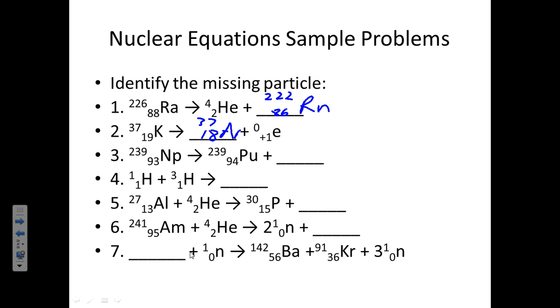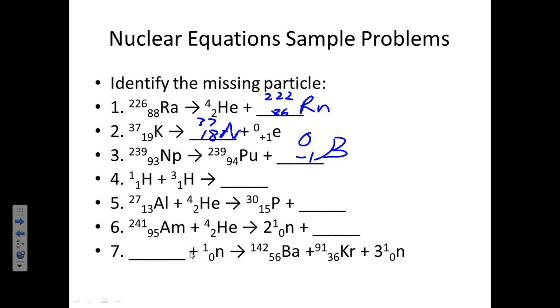Here we've got neptunium, and the neptunium is becoming plutonium. So what does this over here have to be? It's got to be a beta particle. It's got to be a beta particle because -1 plus 94 is 93. 0 plus 239 is 239. The numbers have to add up.